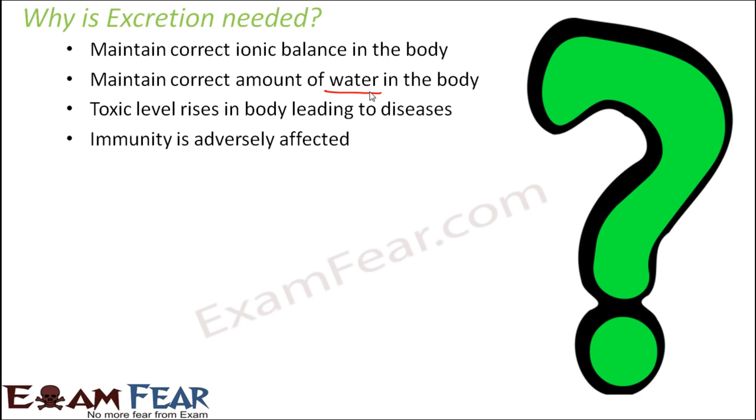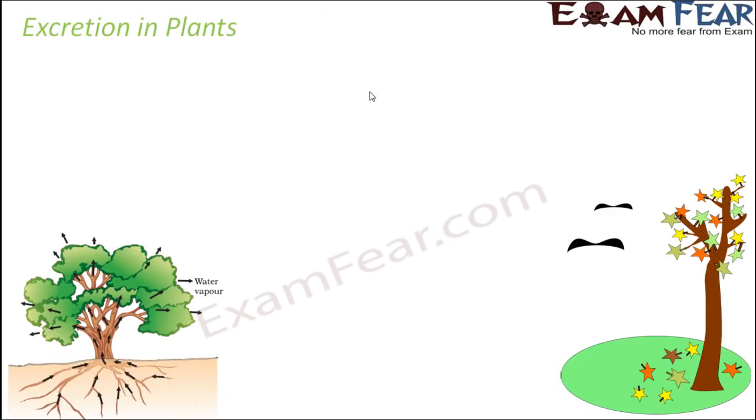Immunity is adversely affected. If the toxic level increases in the body, the immunity of the body might get adversely affected. So excretion helps to prevent the adverse effect on immunity. That is, the immunity of the body is maintained. Now let us see how different organisms excrete. How does the process of excretion happen in different living organisms?